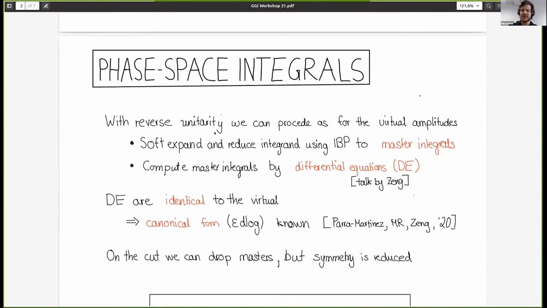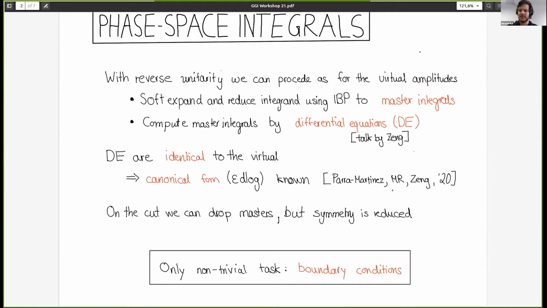Once we have this reverse unitarity at hand, we can proceed in the same way as we did for the virtual integrals. We can do soft expansion and IBP reduction to master integrals. In fact, we can even use the same integrand that we had and just impose the cuts on it. And in the end, we have to compute these master integrals that we get out. And for this, we will use the method of differential equations, which was explained in some detail by Mao's talk, but Mao focused mostly on the virtual integrals.